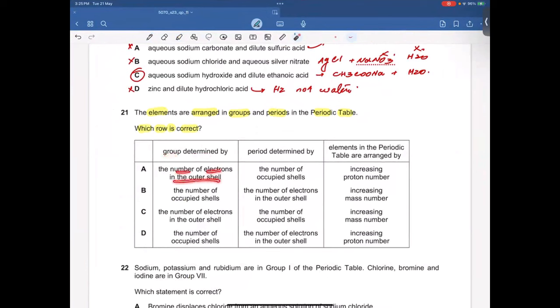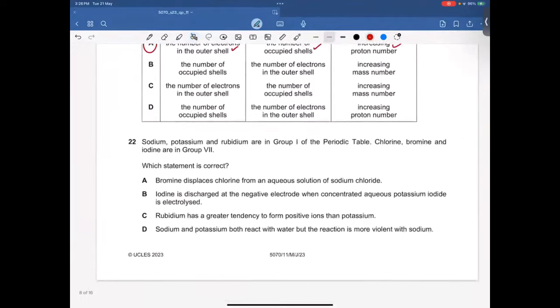That's absolutely correct, because the number of valence electrons represents the group number. Period determined by the number of occupied shells. That's also correct. Elements in the periodic table are arranged by increasing proton number. That's also correct. I believe A is going to be the right answer. These are the facts actually.